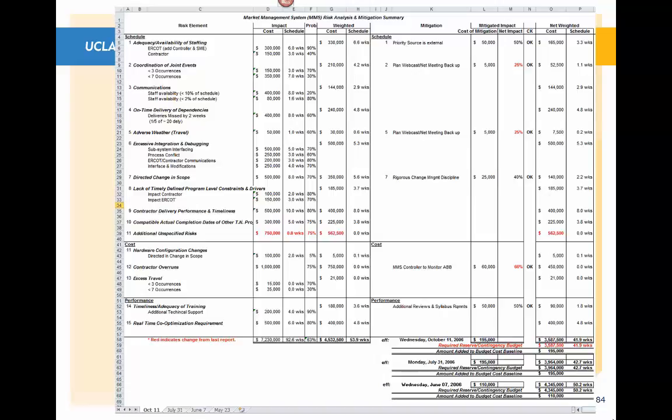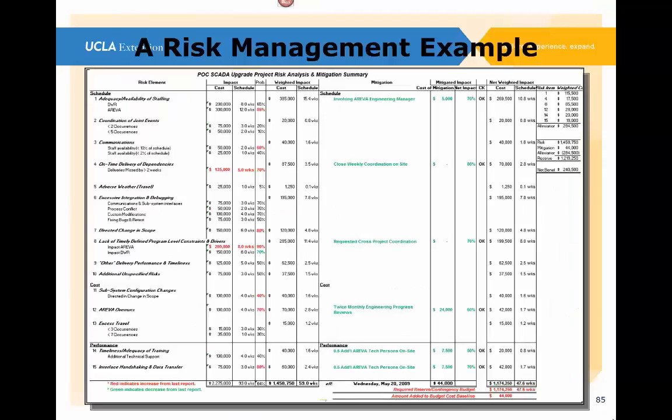I have two other examples that I wanted to show you. This is from another project. What's really interesting here was that when I looked at this project, it was done a lot later. This is done in 2009.